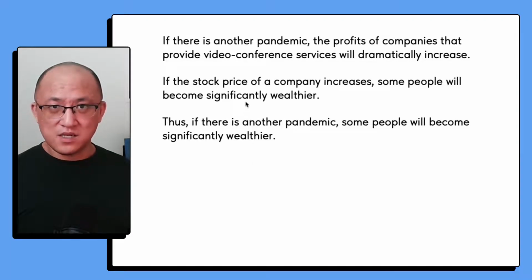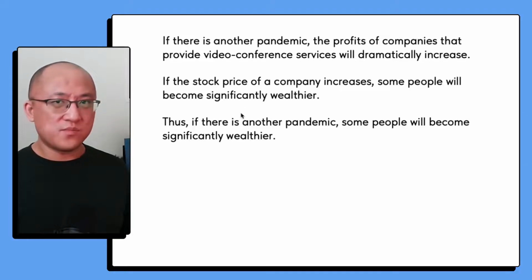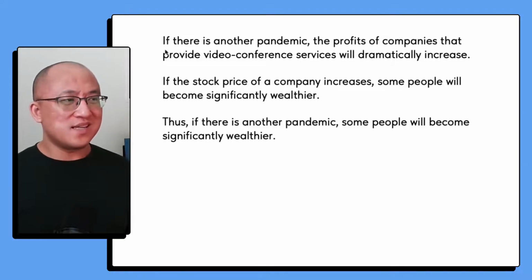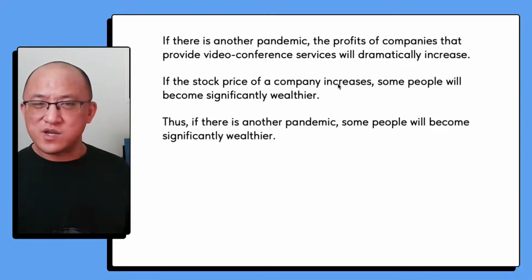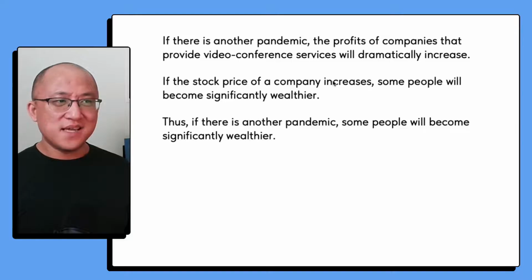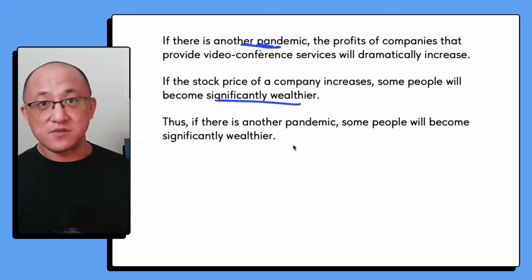The missing link then is going to be between the premises, not from the premise to the conclusion. So let's think about whether there's a missing link here that we need to add between the two premises. If we have a pandemic, the profits will dramatically increase for these companies. If the stock price increases, so there's our mismatch. They seem to be going from the concept of profits of companies dramatically increasing to then stock price increasing. And that's why they think the pandemic will ultimately lead to some people becoming significantly wealthier.